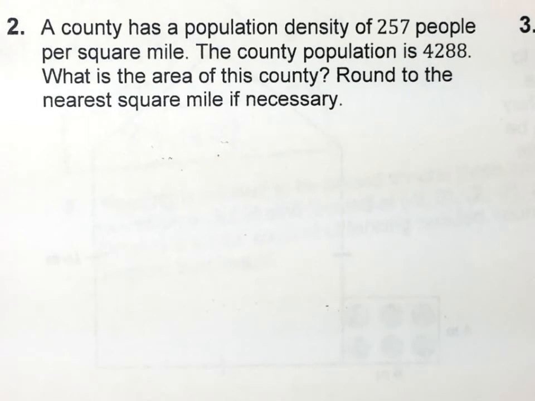Number 2 says a county has a population density of 257 people per square mile. The county population is 4,288. What is the area of the county? Round to the nearest square mile if necessary.